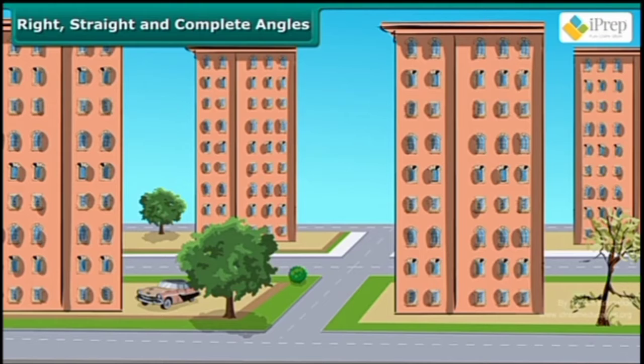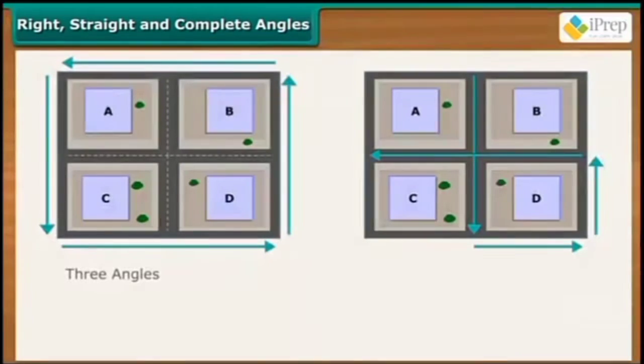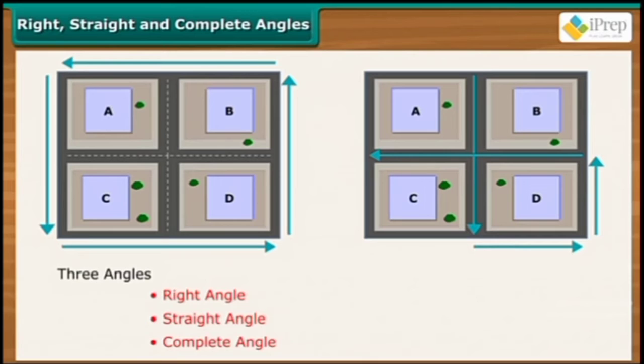Right, straight, and complete angles. There are 4 pockets A, B, C and D in a residential locality. The 4 pockets are located like this. Rajiv lives in pocket A and is a fitness freak. Every day in the morning he jogs in and around the residential complex. Let us see the 2 different routes he takes. While jogging, Rajiv makes 3 different angles. They are right angle, straight angle, complete angle. Let us look at each angle in detail.